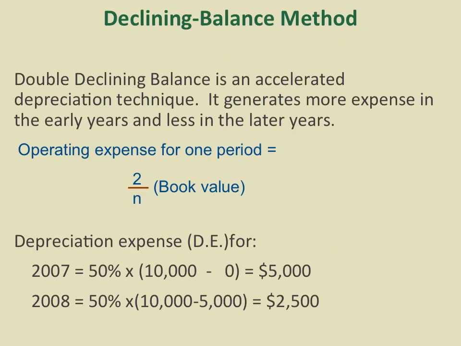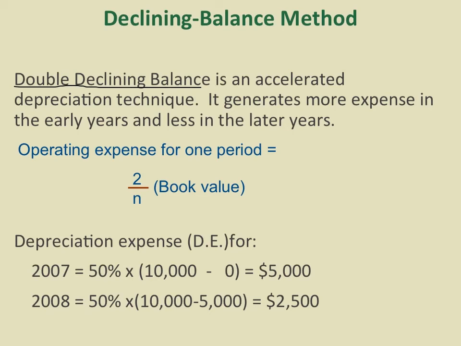The last method we're going to demonstrate is called the declining balance method. Here, I'm going to use the double declining balance method as an example to demonstrate this accelerated depreciation technique. Using this technique, it will help us to generate more expense in the early years and less in the later years. So in the first year, we always have the highest depreciation expense.